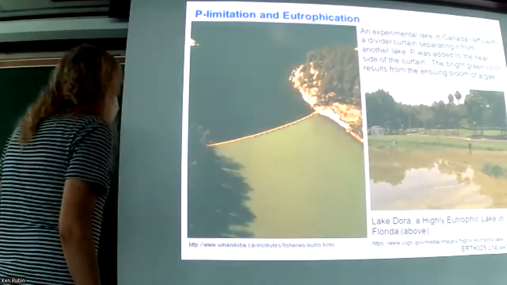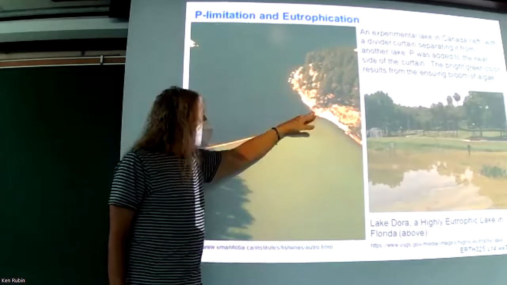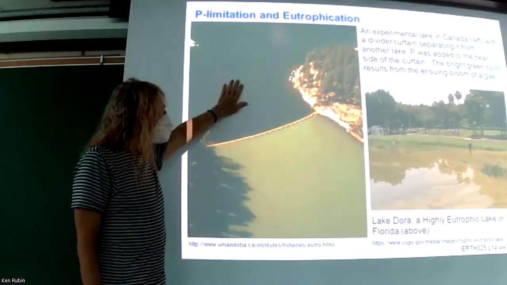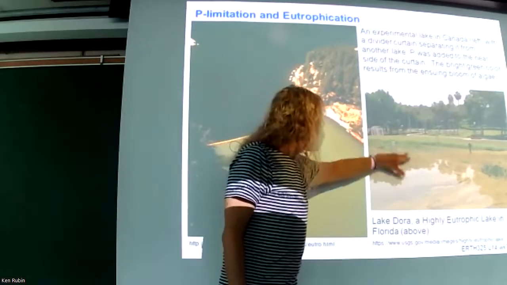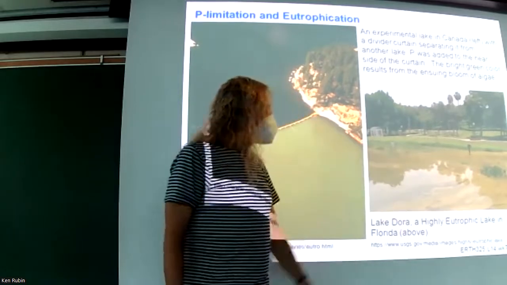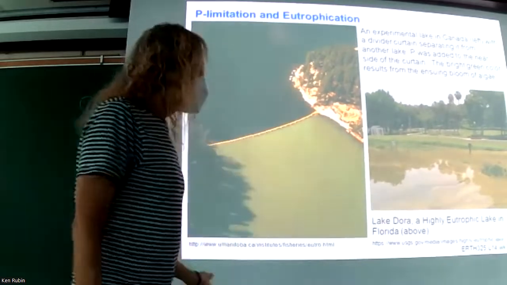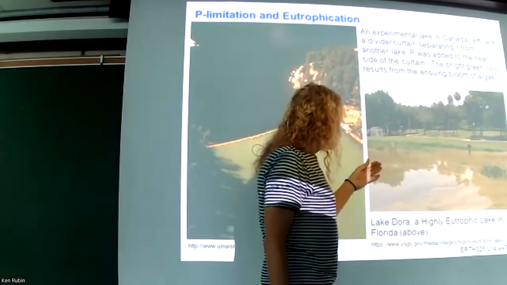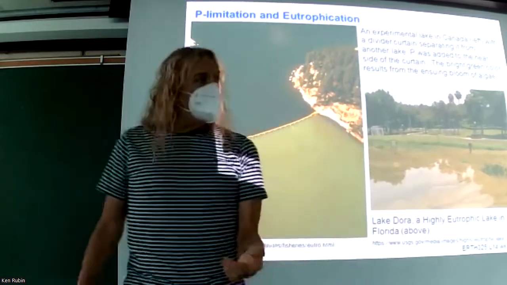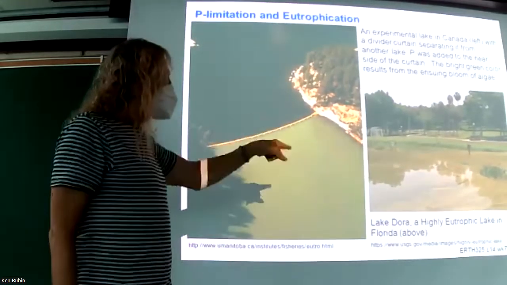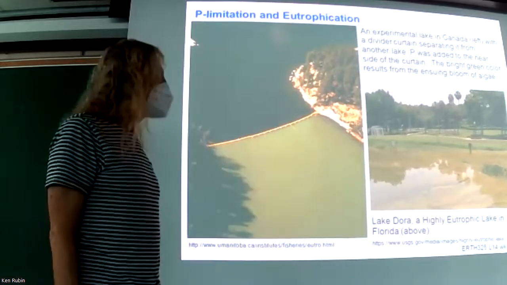So here's another example of a lake where a curtain was put across it, with no phosphorus addition on one side, and phosphorus addition on the other. There's some shallow water adjacent to a golf course. And again, this is what eutrophication looks like in detail. You can see these filamentous algae, and you can probably imagine what this lake smells like during parts of the year.